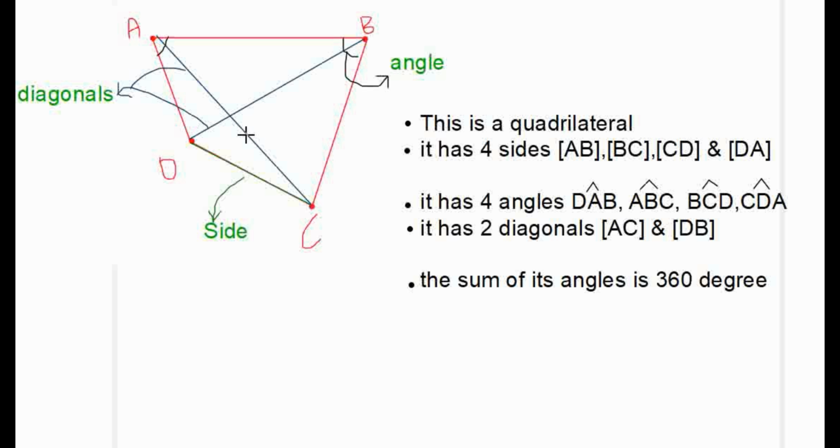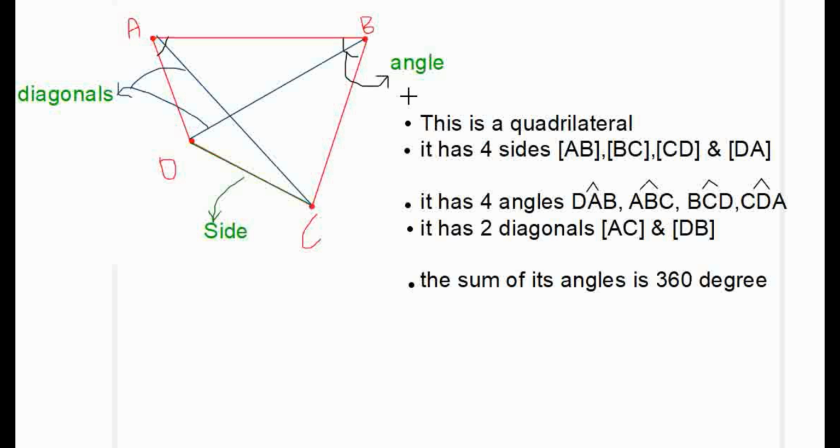Oh, I missed something. What do we call AC and BD? So when we connect the opposite vertices to each other, AC is a diagonal, and DB also is a diagonal.